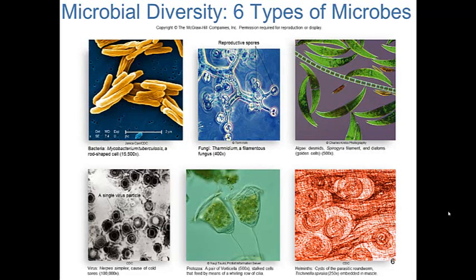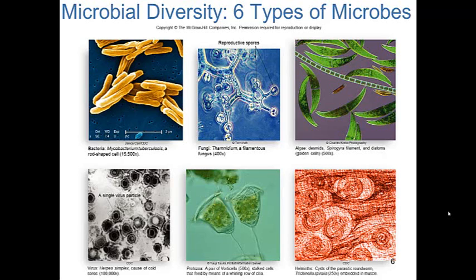So this just shows you a picture of the different types of microorganisms. We see in the top right corner bacteria. This is tuberculosis, or TB, so Mycobacterium tuberculosis. It's a rod-shaped cell, and it kind of shows you the size there. We'll talk about sizes of microorganisms in just a second.